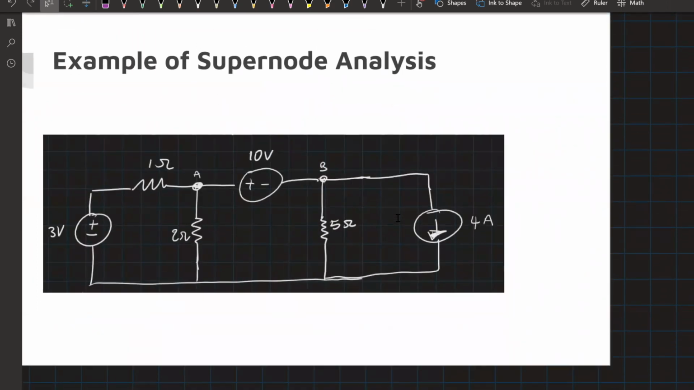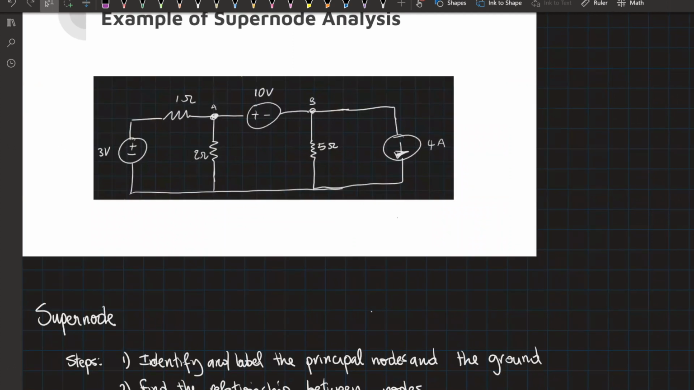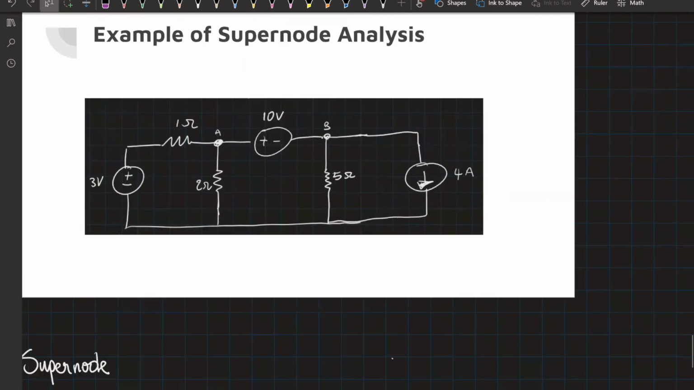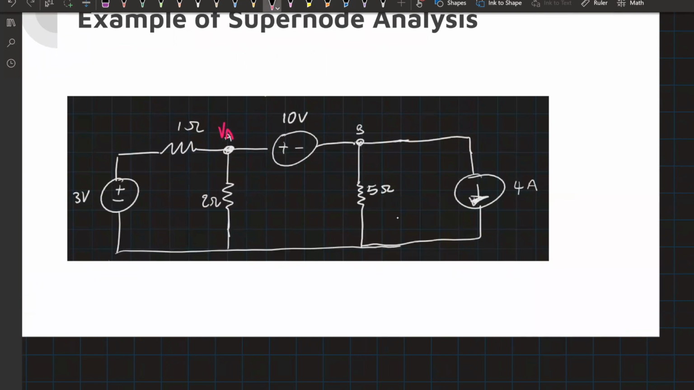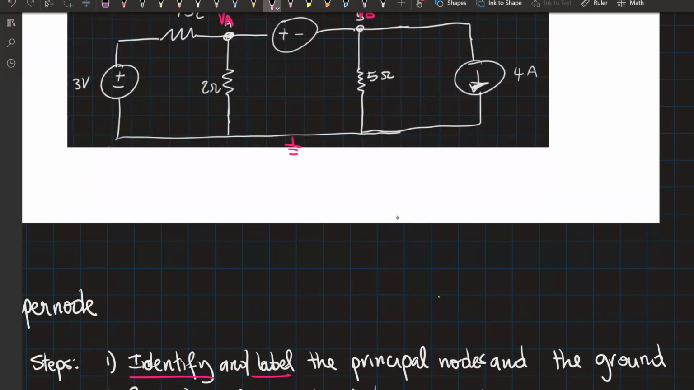Here we have a circuit that has two voltage sources, one of 3 volts and the other of 10 volts, and we have one current source of 4 amps. We also have three different resistors of 1 ohm, 2 ohms, and 5 ohms. Our first step to solve a circuit using supernode analysis will be to identify and label the principal nodes and the ground. Here we can see that we have one node located at A, we'll call that VA, and another one located at B, we'll call that node VB. And we can put the ground as the bottom wire right here.